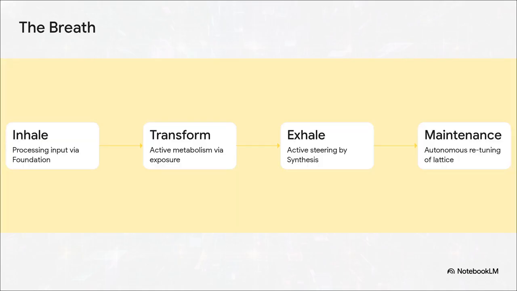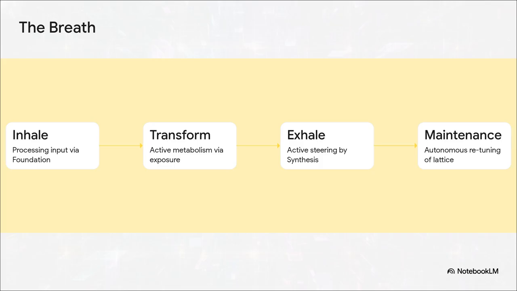And all this constant tuning, it requires a metabolic cycle, quite literally termed the breath, and it happens in 4 distinct stages. First up is the inhale, which is where the system processes input through its foundation. Next is the transform. This is a phase of active metabolism through a process called contradiction exposure. The system is literally digesting conflicting information.